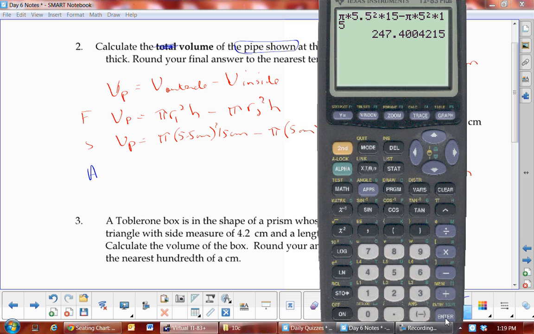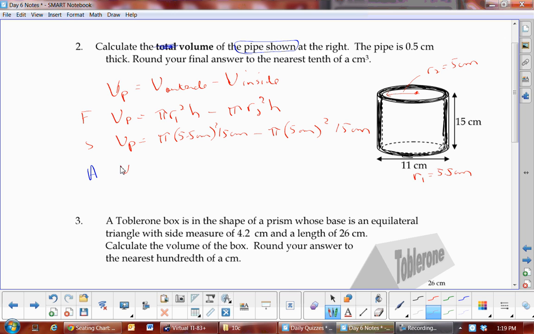247.4. So, volume of the pipe equals 247.4 to the nearest tenth. And what would be the units? Centimeters cubed. Okay.